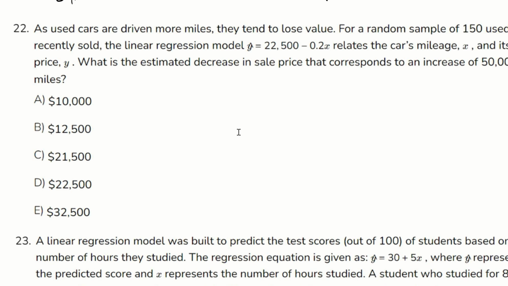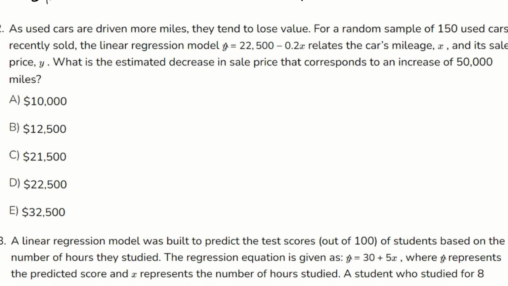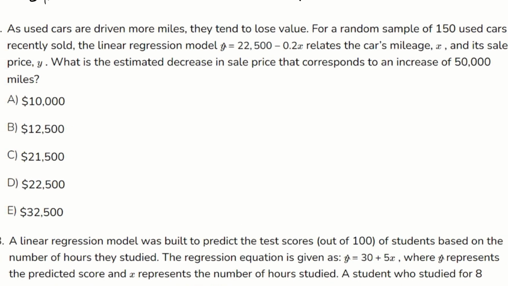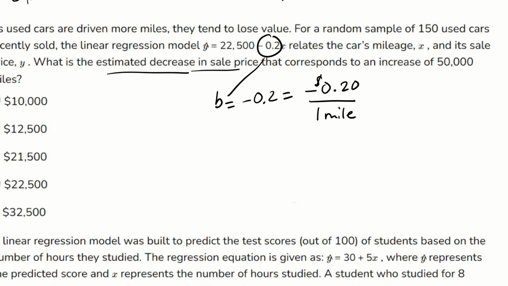All right. So as used cars are driven more miles, they tend to lose value. This is known as depreciation. For a random sample of 150 used cars recently sold, the linear regression model given relates to cars' mileage and its sales price Y. What is the estimated decrease in sale price that corresponds to an increase of 50,000 miles? Now, estimated decrease in the sale price. So in order to do this, we could look at our slope. Our slope is B. And it's saying it's expected to decrease by negative $0.2, in other words, 20 cents, for every 1 mile driven. All right, so it's decreasing the price by 20 cents for every mile driven.